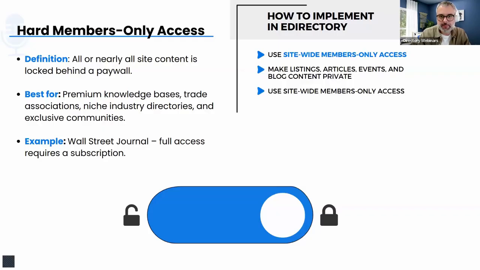And how to implement that would be to use a site-wide members-only access. So making listings, articles, events, blog content all private, and restricting full listing views to only paid members. So it's basically locking up all your directory to registered paying members. Okay, so we can do that with a directory. If this is your strategy, you're good to go.